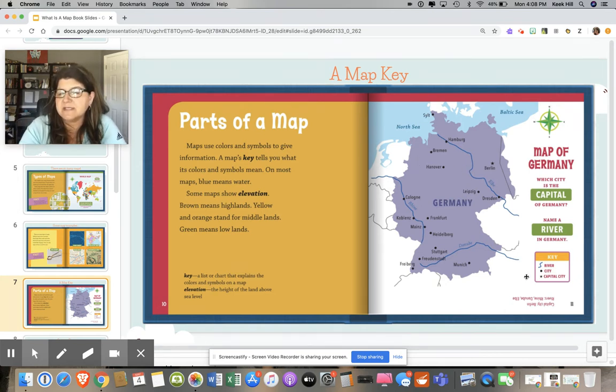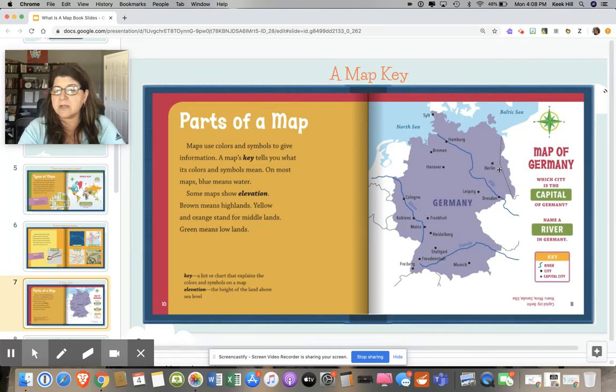Let's take a peek. This is the key down here. And it says that little squiggly blue line is a river. Oh, okay. So I see 1, 2, 3 rivers on this map of Germany. Black dot is a city. Oh, okay. So I see lots of cities. I see Munich. I see Frankfurt. I see Bremen. But this one is a star.